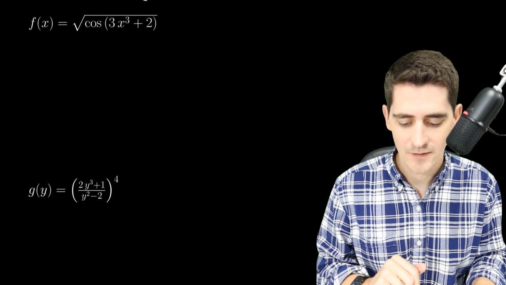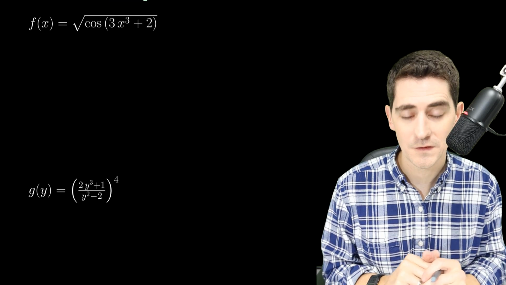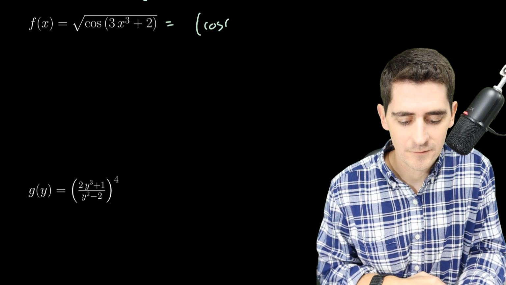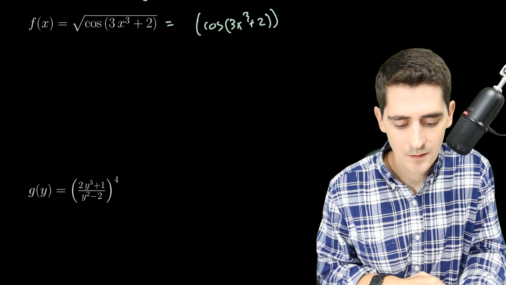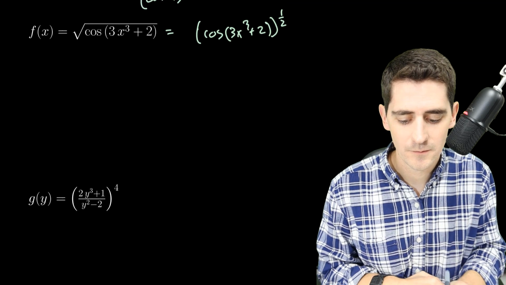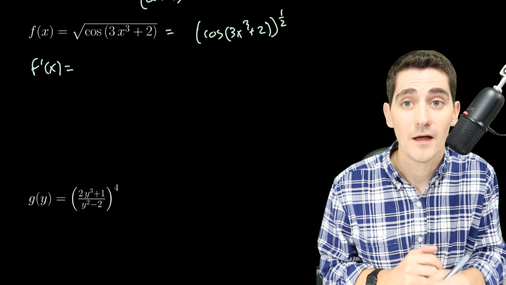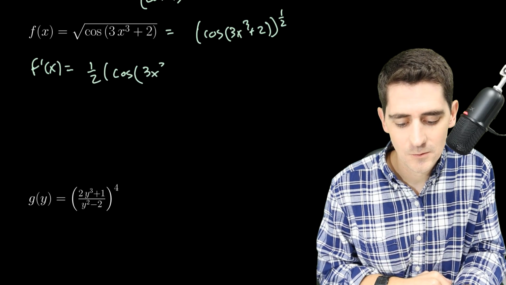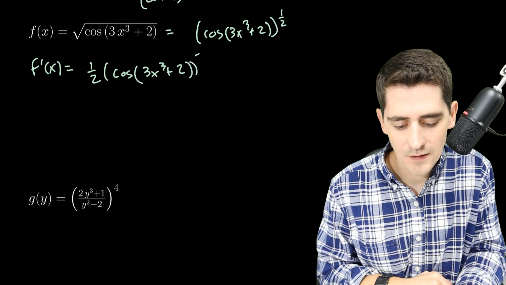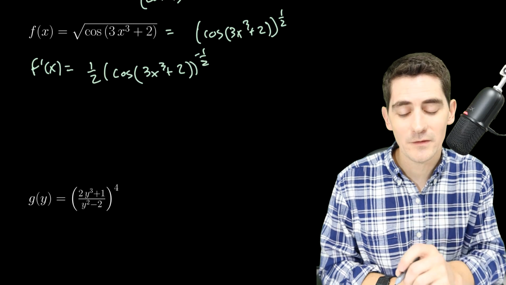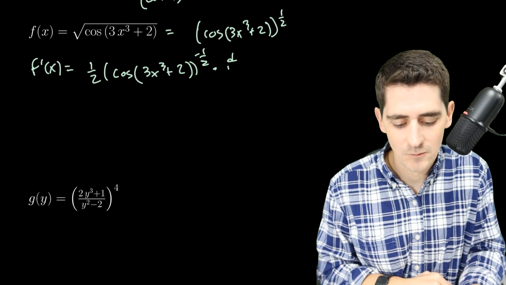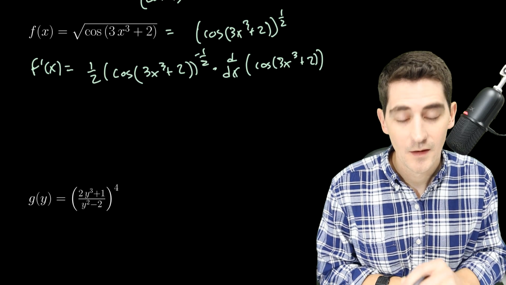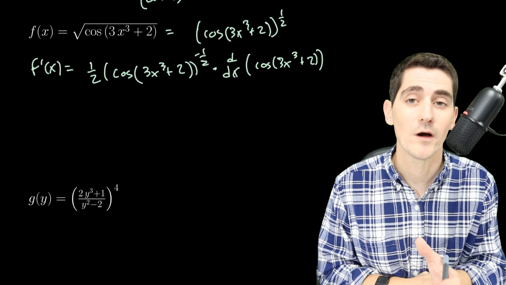Okay, moving on, we have f of x equals the square root of cosine of 3x cubed plus 2. I'm going to recognize that this is cosine of 3x cubed plus 2, all to the 1/2 power, right? This is square root. So as I take the derivative, I have to use chain rule again. That's going to be 1/2 cosine of 3x cubed plus 2, all to the negative 1/2 power, times the derivative of what's inside. You could write it like this if you want, times the derivative of cosine of 3x cubed plus 2. And the derivative of cosine of 3x cubed plus 2 is going to require chain rule itself.